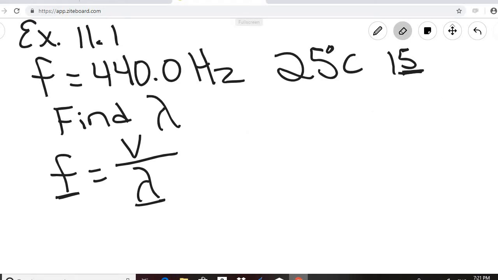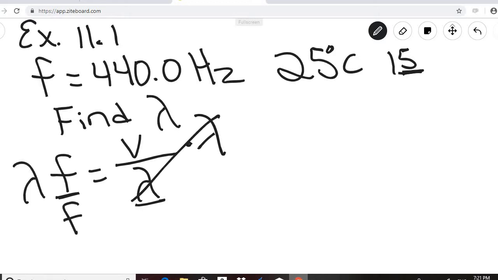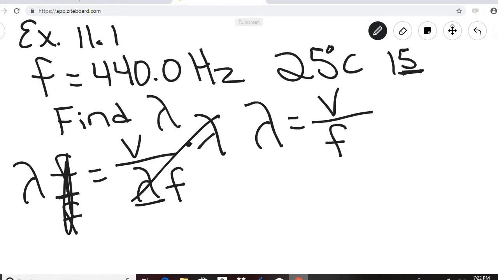So now we have the frequency. We want to solve for wavelength. So I'm going to multiply both sides times wavelength. That gets rid of that, and divide both sides by frequency. That gets rid of that. So we have that the wavelength is equal to velocity divided by frequency.